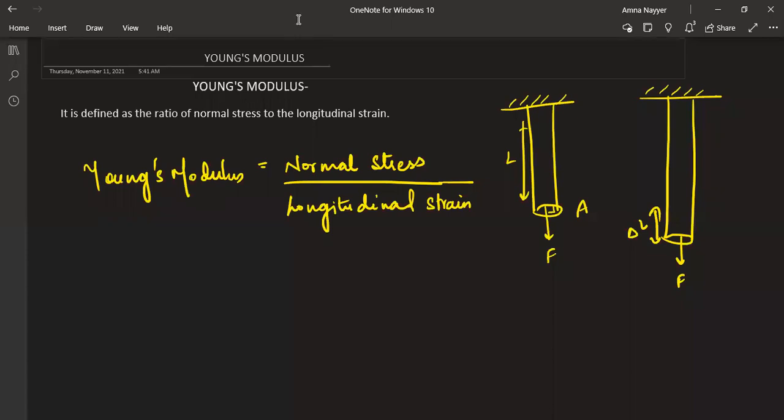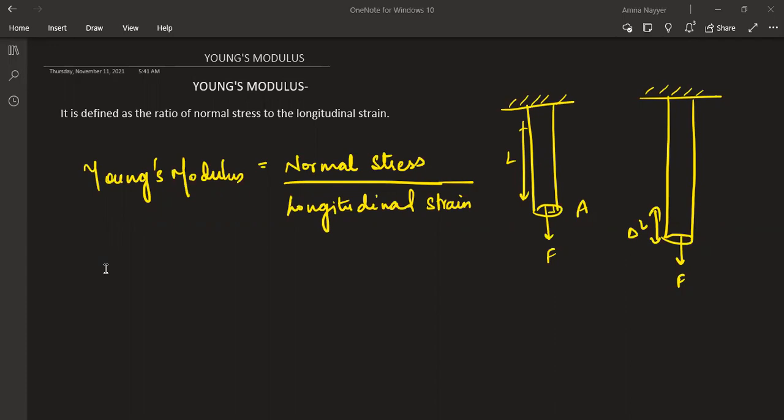Now class, the first type of modulus of elasticity, that is Young's modulus. As I have told you, this is because of change in length. So it is the ratio of stress and strain. Now the type of stress and the type of strain will determine your modulus of elasticity. So for Young's modulus, it is because of change in length.